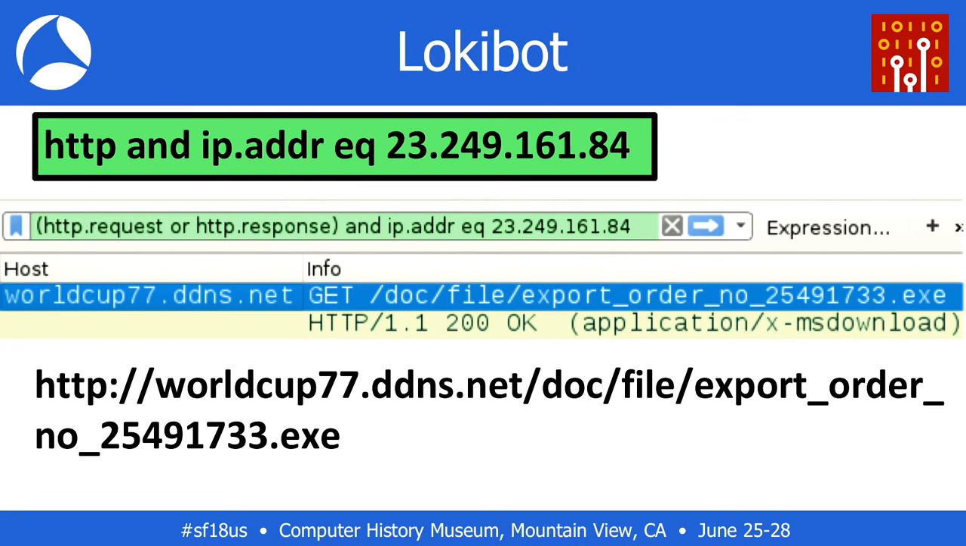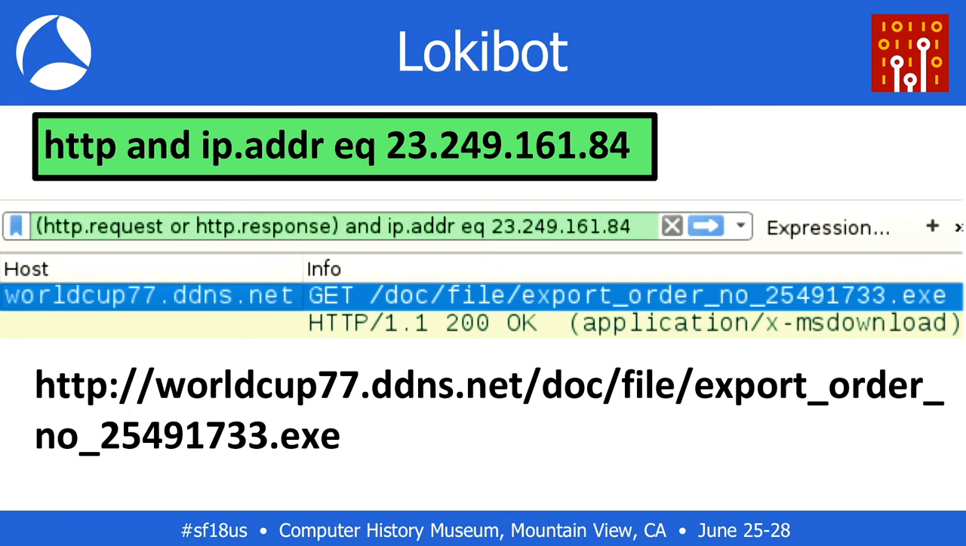Yeah, so you can see here, I've actually got it in the real filter, but you should be able to use HTTP, not have to type out so much. For all practical intents and purposes, you can use HTTP, and the IP address equals 23.249.161.84.